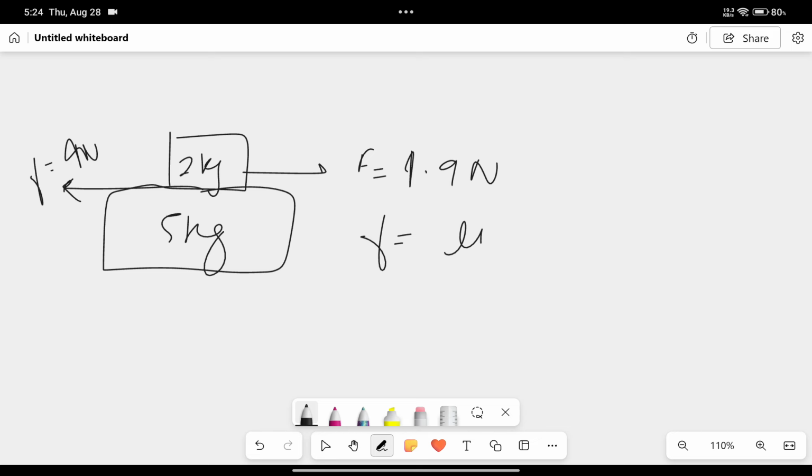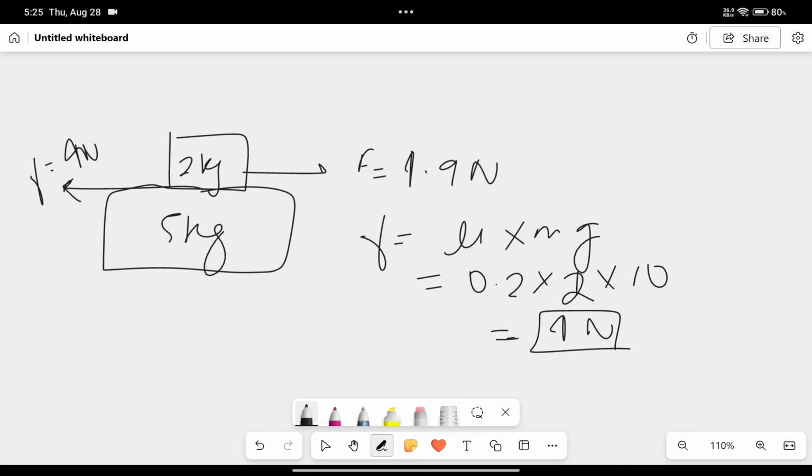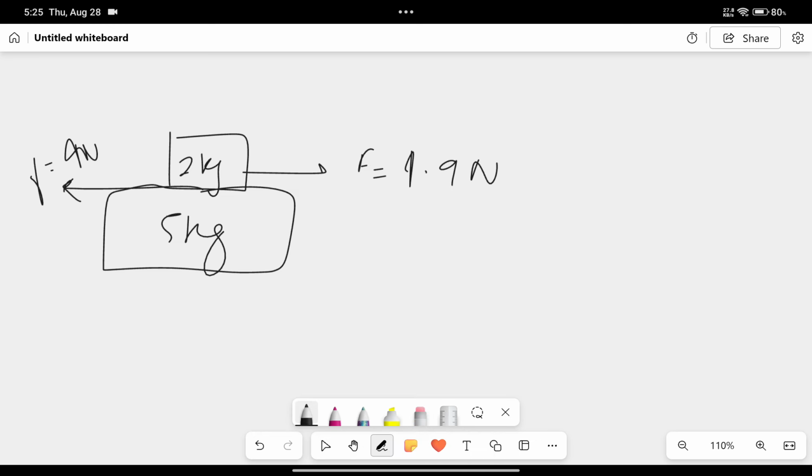It will be mu into n. We don't know right now whether the friction is static or kinetic, but we know that the limiting value of static and kinetic friction has the formula mu n. N will be mg, where m is the mass of 2 kg, because the 2 kg block is on the rough surface. So it's 0.2 into 2 into 10, which comes out to be 4. So the friction force is 4 newton.